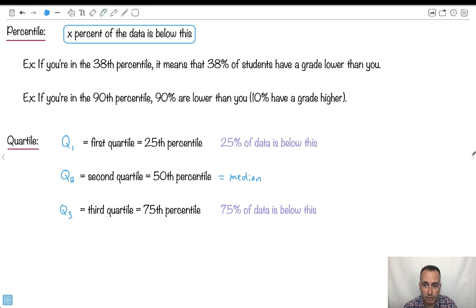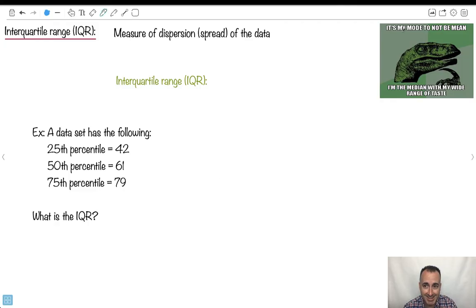Doing okay so far? We're going through a lot of definitions, I know. We're almost done. I like this one. It's my mode, not to be mean.